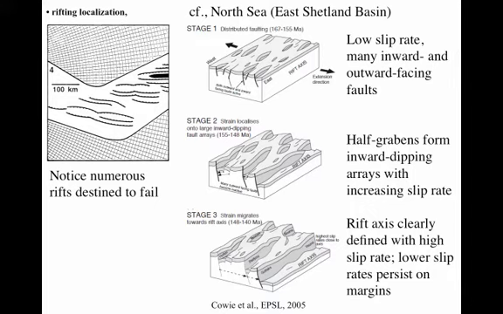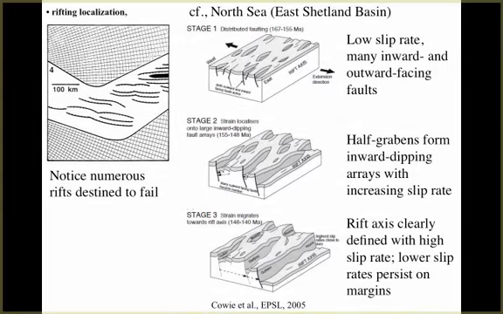If we look at the rifting localization stage, we see that numerous rifts are destined to fail. They begin with an area of distributed faulting, and we can compare this also to examples in the North Sea in the East Shetland Basin. We have a low slip rate with many inward and outward facing faults.